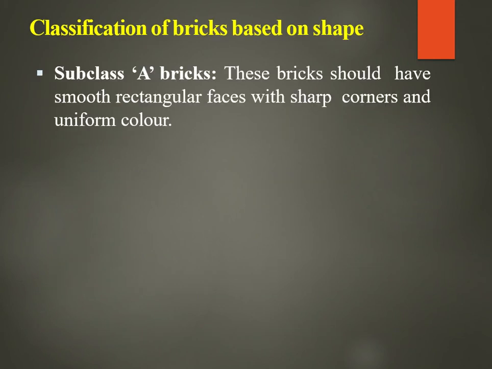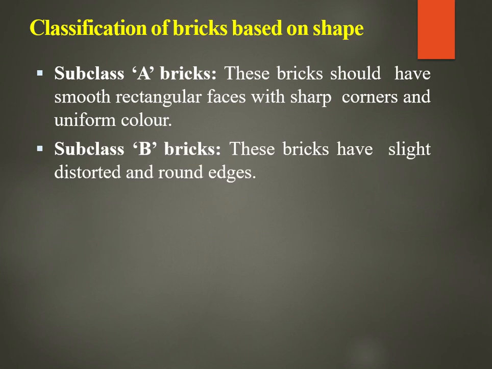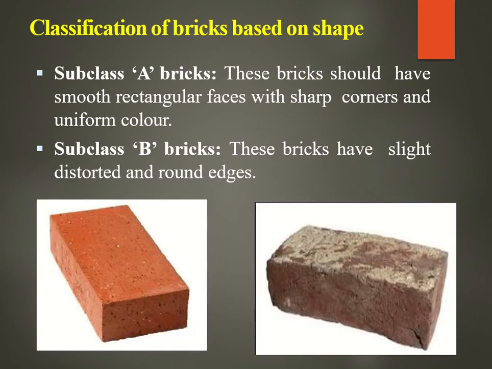Next, classification of bricks based on shape. Based on shape, we have class A and class B. So you can see both the diagrams. The first diagram is about class A brick and the second is about class B brick. Class A bricks will have a good shape. They are rectangular with sharp corners.